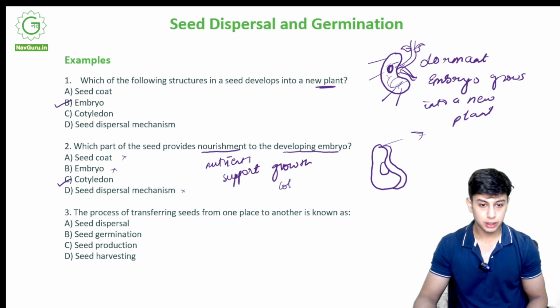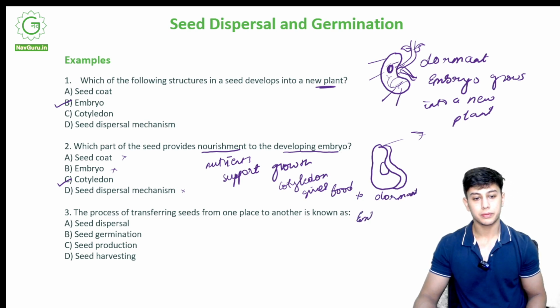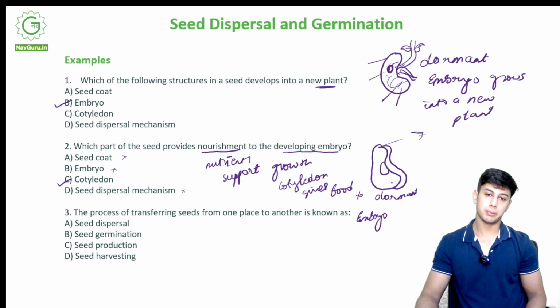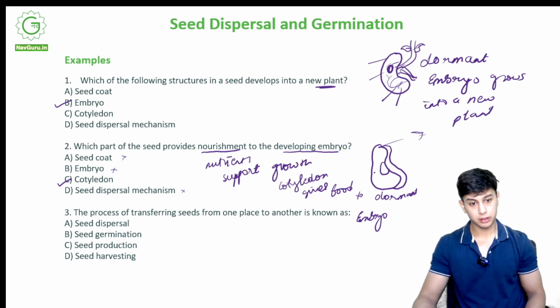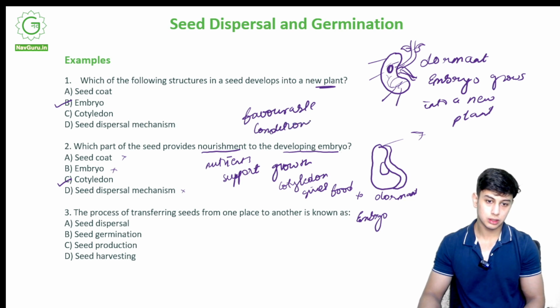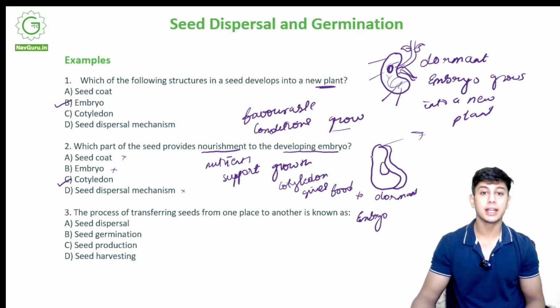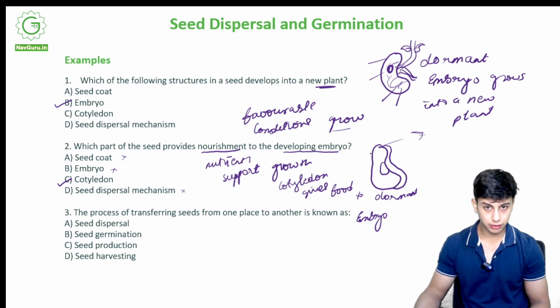Cotyledon gives food to the dormant embryo. What does dormant embryo mean? It means it was asleep. When it gets favorable conditions, it will grow. And to grow, it needs food and energy until the cotyledon develops into a leaf. So cotyledons give that energy.